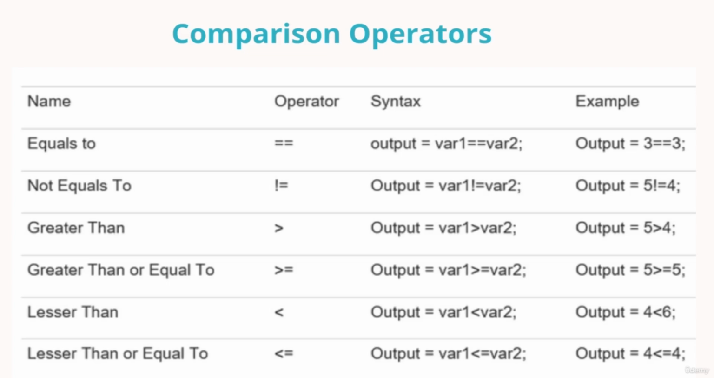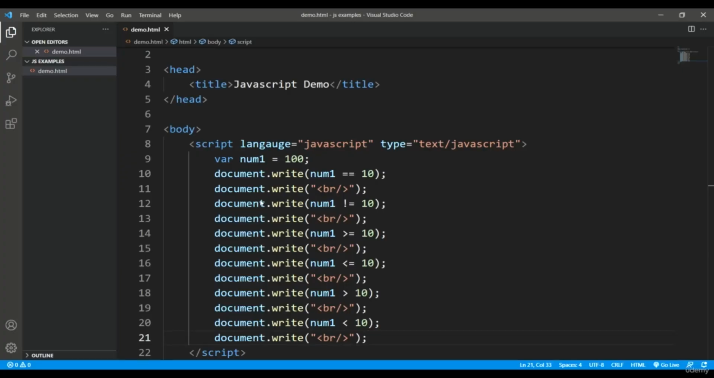So let's see practically how we can start implementing these operators. For implementing the comparison operators, I have simply taken a variable and, using the assignment operator, assigned it a value of 100. It's a fixed value, and now I have used all the comparison operators: double equals to for comparing equality, not equals to, greater than equal to, less than equal to, greater than, and less than.